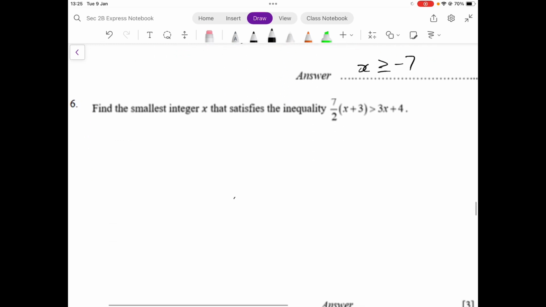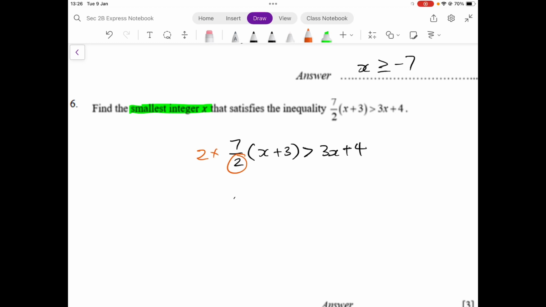Okay, find the smallest integer x that satisfies the inequality. So I have 7 over 2 x plus 3 more than 3x plus 4. Okay, so I need to resolve the denominator. So I multiply by 2 on both sides.